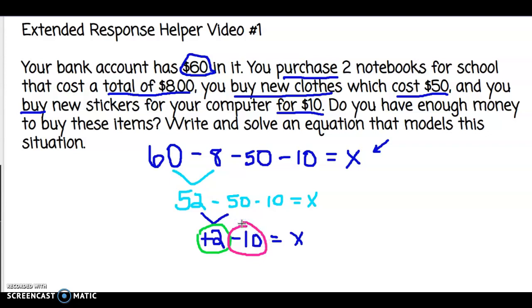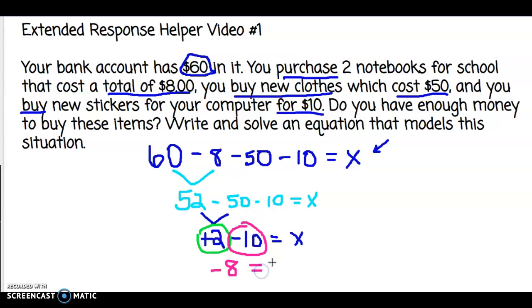Well, what do I have more of? Do I have more good guys or do I have more bad guys? Well, hopefully you're saying 10 is bigger than 2, so I definitely have more bad guys. So my answer has to be negative. Now, how many more bad guys do I have than good guys? Well, I have 2 good guys, 10 bad guys. 10 minus 2 is 8. So I have 8 more bad guys than good guys.